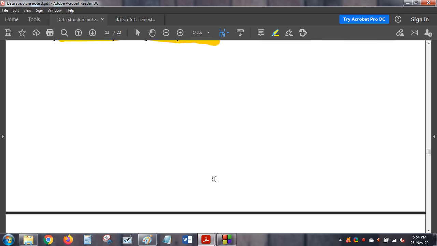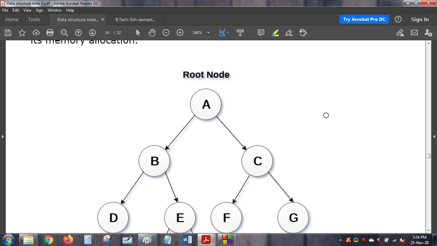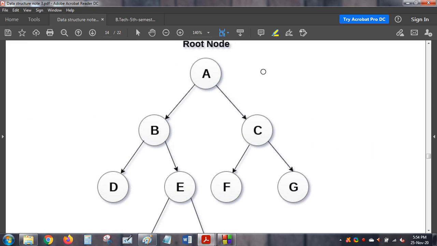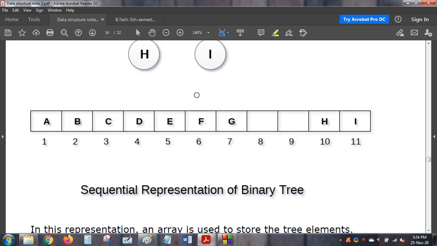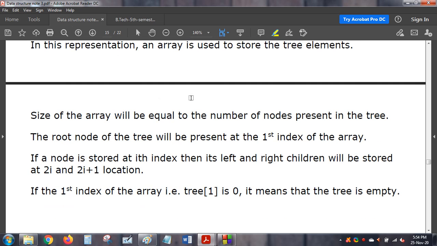What is sequential representation? Sequential is the simplest form of allocation, but it is the most inefficient technique because a lot of space is wasted. Let me show you an example. Here, if a node is stored at the ith index, its left and right children will be stored at the 2i and 2i plus 1 locations.